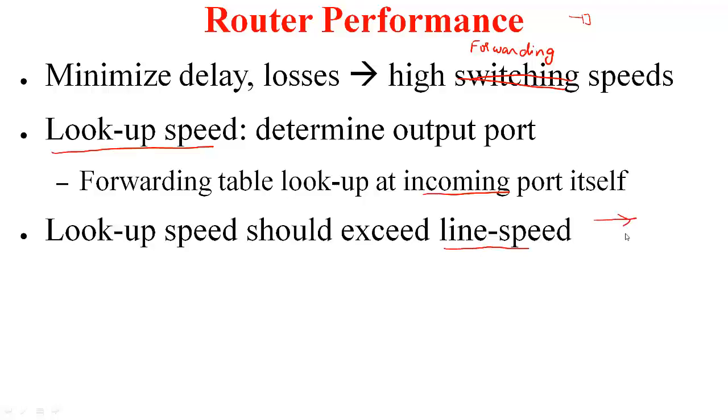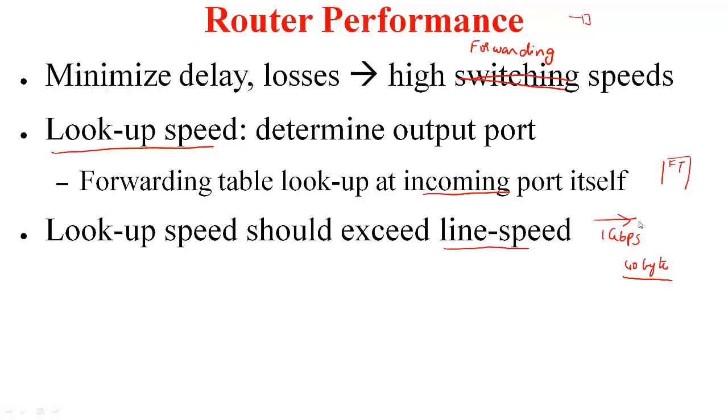So for example, you have a line speed of, let's say, 1 Gbps and you're getting packets on this. For each packet, you have to look at the forwarding table and decide which port it has to go to. Now suppose, let's take the worst case, where you have packets that are 40 bytes coming as part of this 1 Gbps link. Ideally, you want to finish the lookup of this packet before the next packet comes. If you don't finish the lookup of this packet before the next packet comes, then you are going to build up the queue and this is going to result in packet losses.